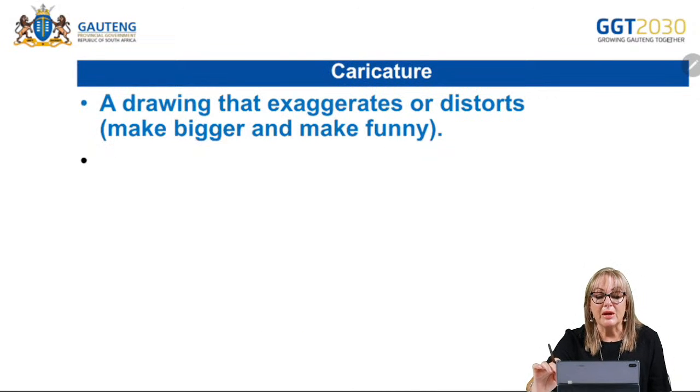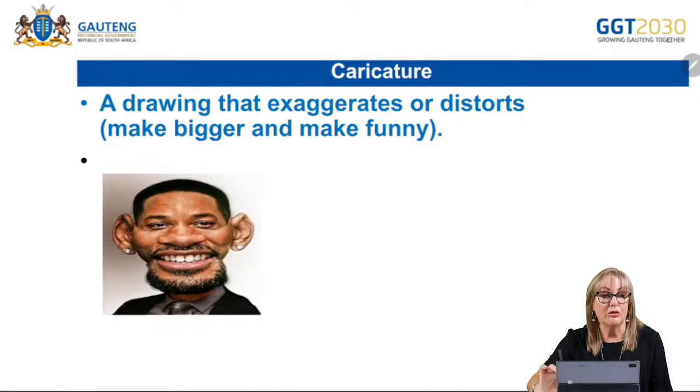And then cartoonists make use of caricatures. That is a drawing that exaggerates or distorts. It makes something bigger or funny. Let's look at 2 examples. I hope you know this guy. This is Eddie Murphy. Look at his eyes and his ears. Big ears, big smile. So he has big ears, but not to that extent. But we can immediately recognize him.